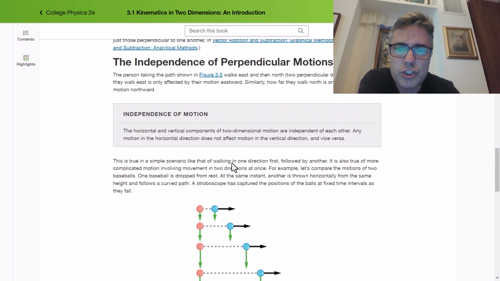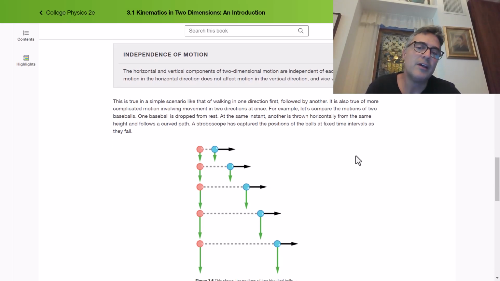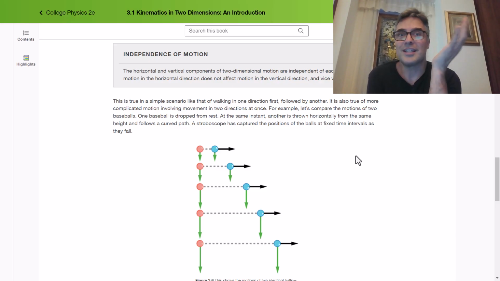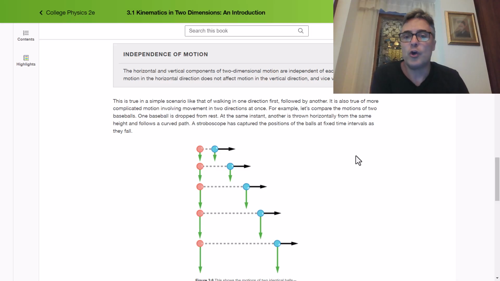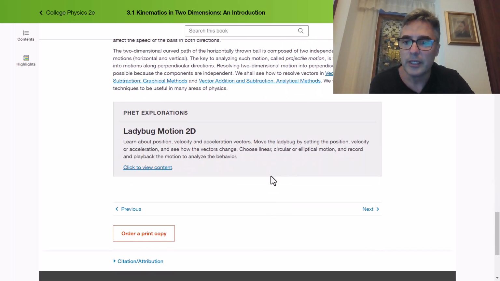Independence of motion is not very clearly explained. They mean the horizontal and vertical components of two-dimensional motion are independent of each other. I think all they mean is that we're going to get into Newton's second law, which says that acceleration is caused by the force. It turns out that in two dimensions, the x component of the acceleration depends only on the x component of the force, and the y component of the acceleration depends only on the y component of the force. So you can split these two things up when you're doing your analysis.